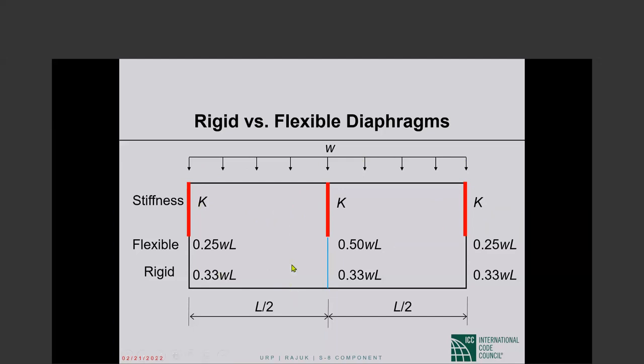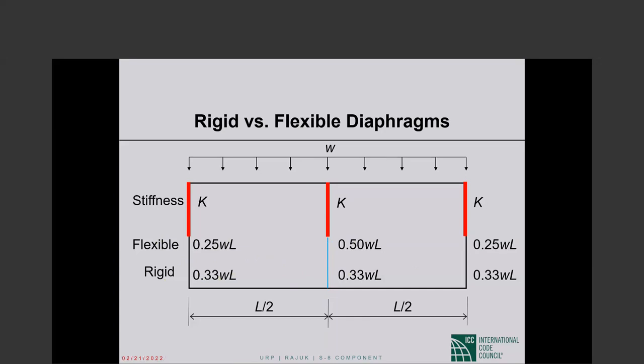However, if the diaphragm is flexible, then half the total load will go to the interior wall and only a quarter will go to each of the exterior walls based on tributary areas. Okay, obviously this distribution is very different from that distribution. This is why we need to know the diaphragm rigidity, and these are two extremes. Obviously it can be something in between. The diaphragm can be semi-rigid.